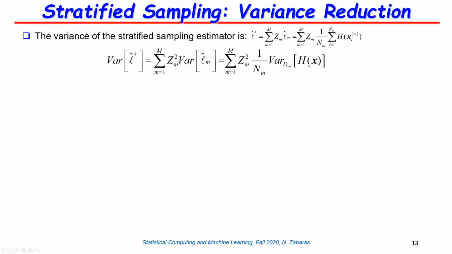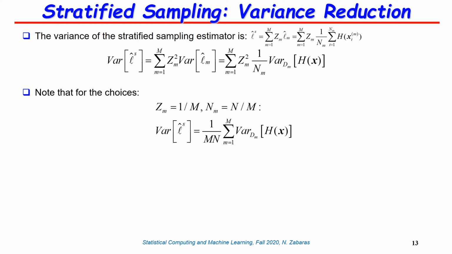So that's the variance of h of x in the domain DM. That's the local variance condition that I have in the subdomain DM. Now, you anticipate, of course, that the variance of this estimator will be less than the variance of the original Monte Carlo estimator L hat. Let me show you a simple case to appreciate this.